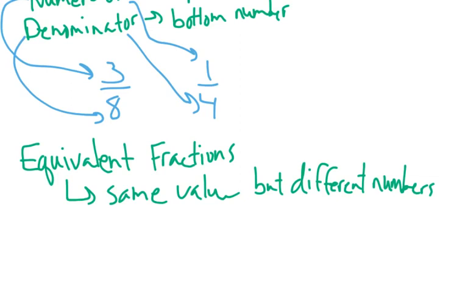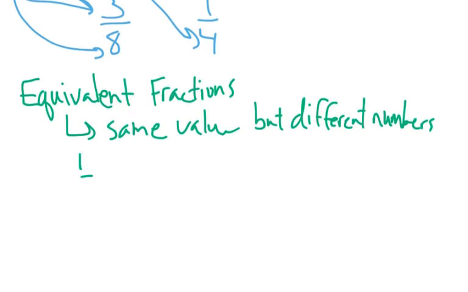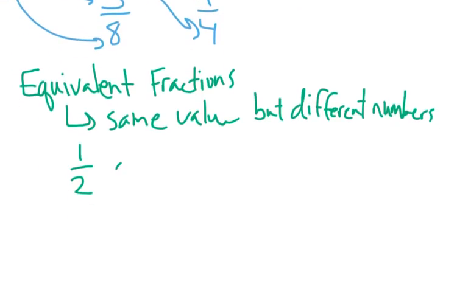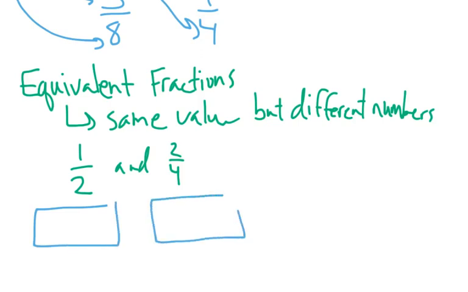So, for example, let's take a look at something like 1/2 and 2/4. So if we were to draw it up in rectangles, do the whole and part, 1/2 would look like this. 2/4, I don't know why I keep saying 3/4. 2/4 would look like that. Essentially they have the same value. They're both covering the same amount of ground on that rectangle, but they have different numbers.